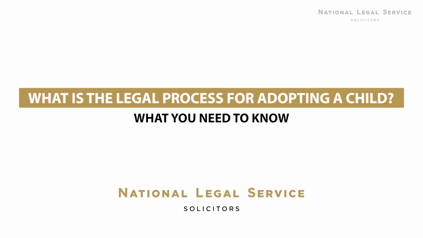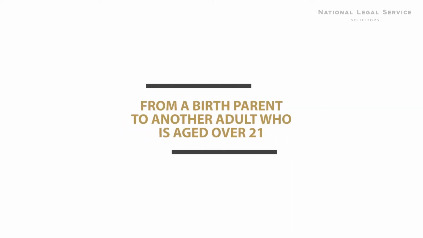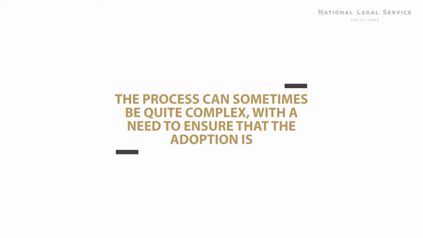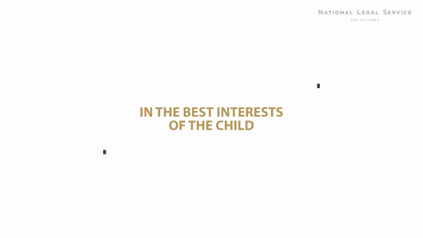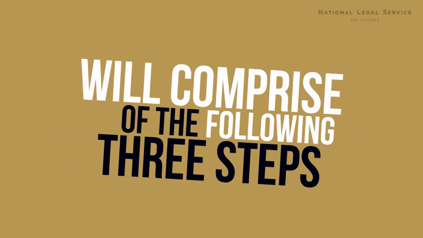What is the legal process for adopting a child? Adoption is a process in which parental responsibility for a child can be transferred from a birth parent to another adult who is aged over 21, giving that adult legal and parental rights and responsibilities for the child. The process can sometimes be quite complex, with a need to ensure that the adoption is in the best interests of the child. Typically, the legal process for adopting a child will comprise the following 3 steps.